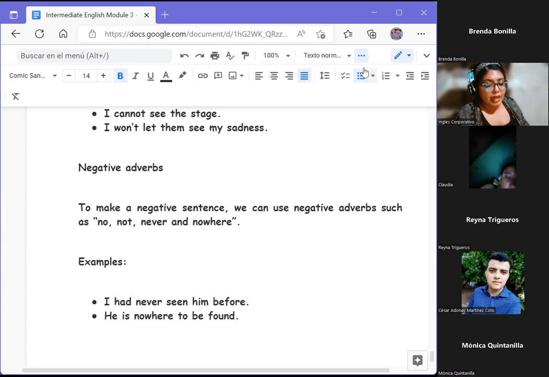So in this case, we are going to use the modal verb for asking for permission. That is the first thing that we are going to talk about because we have three categories. But the first one is asking for permission.